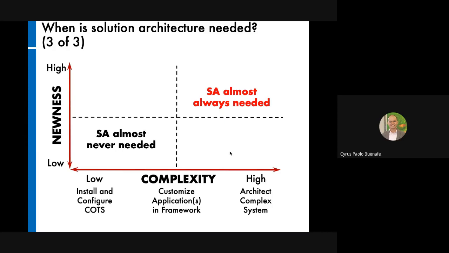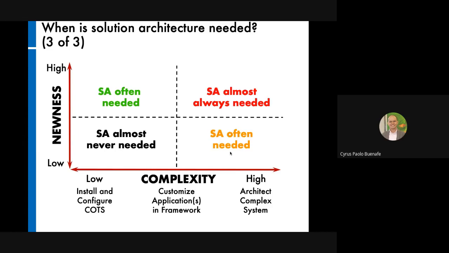Now you might be asking, what's going to happen in the other two quadrants? Quadrant 2 and quadrant 4. Well, low complexity, but it's something that's new. Sometimes, or more often than not, you might need solution architecture. High complexity, nothing really new. Well, you probably would need solution architecture.